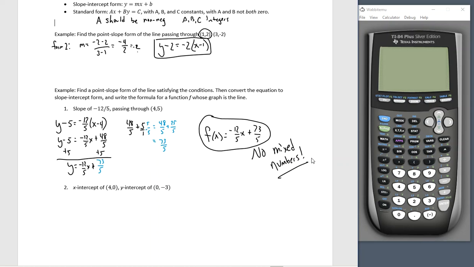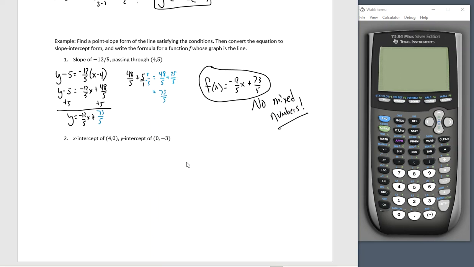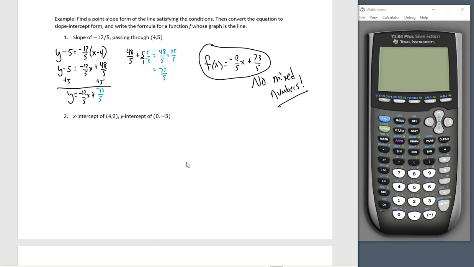Ever. And that goes for your homework system too. You won't want to use mixed numbers, you'll use improper fractions. All right, so here in example 2, I'm given 2 different points, right? They're essentially 2 points. They happen to be the intercepts, but we can still find the slope. The slope is negative 3 minus 0 over 0 minus 4. This is negative 3 over negative 4, which is 3/4.